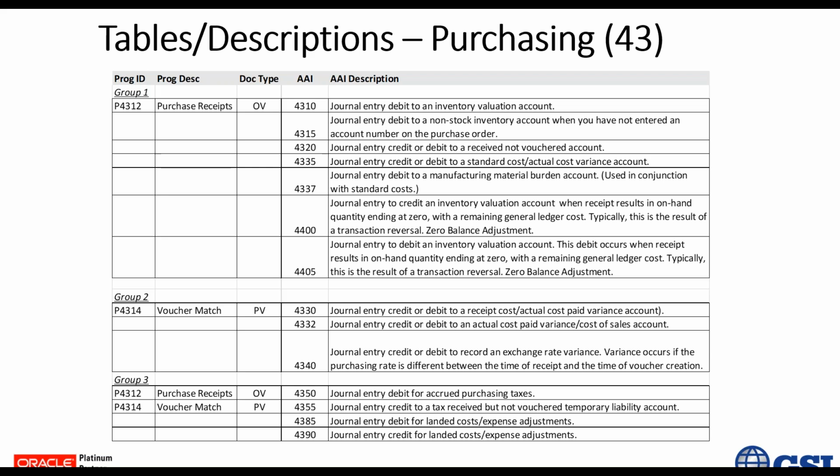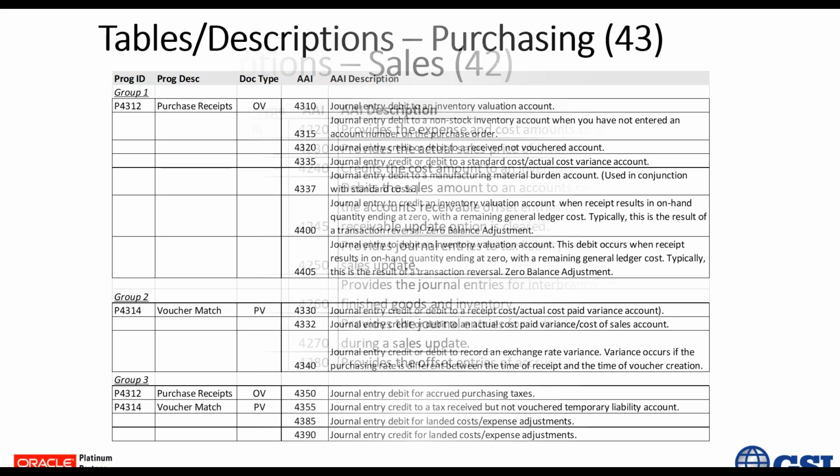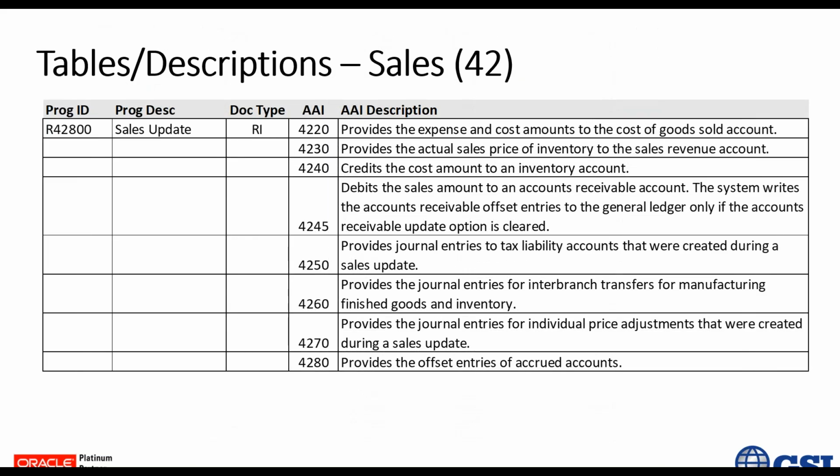So the bottom group, group 3, has to do with taxes and landed costs. There's a lot of activity that goes on whenever you do an inventory transaction, a lot more than what it seems like on the surface. Okay, purchasing 43. If we go to the next one, you'll see the same thing for the sales order system.